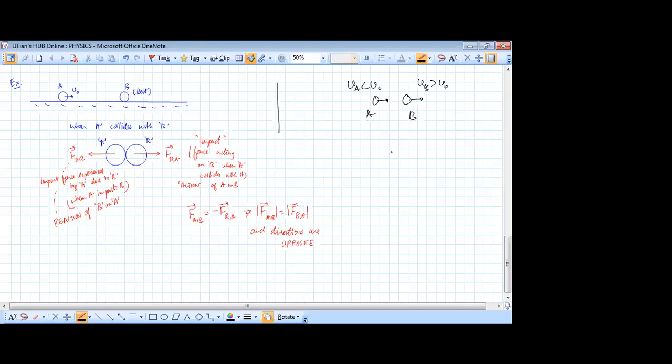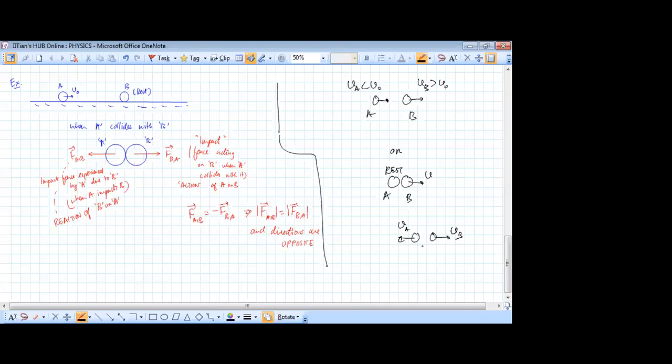Okay. Or the situation could be that A comes to rest and B starts moving with some velocity like this. Or it could be that A recoils backwards after the impact, and B starts moving like this. All these different cases are possible.